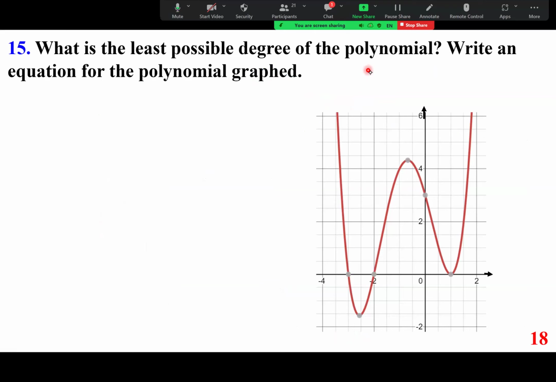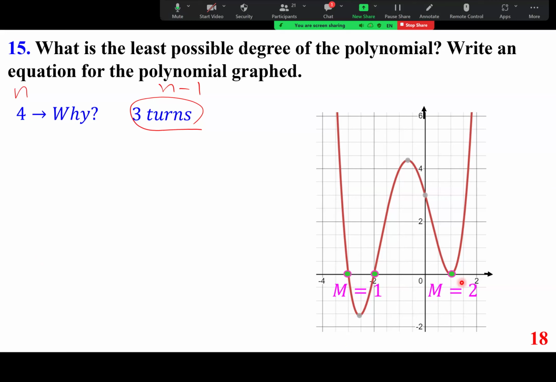What is the least possible degree of the polynomial? Write an equation for the polynomial graph. Well, the least is 4 because you have 1, 2, 3 terms, and remember, the number of terms is n minus 1. So we want to write the function. We are going to look at 3 zeros: multiplicity 1, multiplicity 1. This one has multiplicity 2. Okay, class? Because it bounces back.